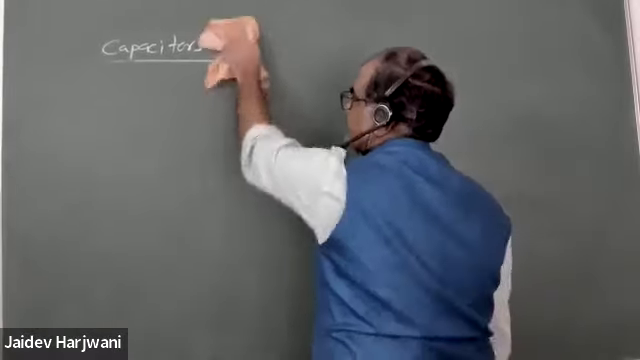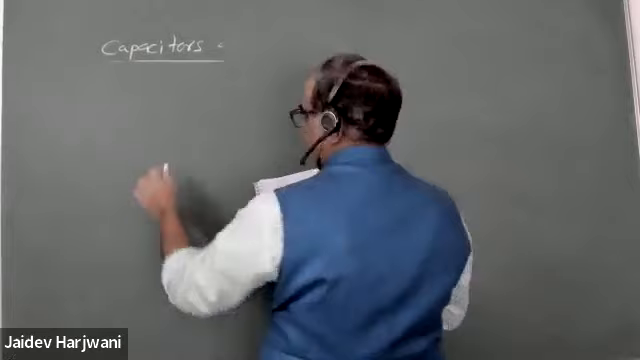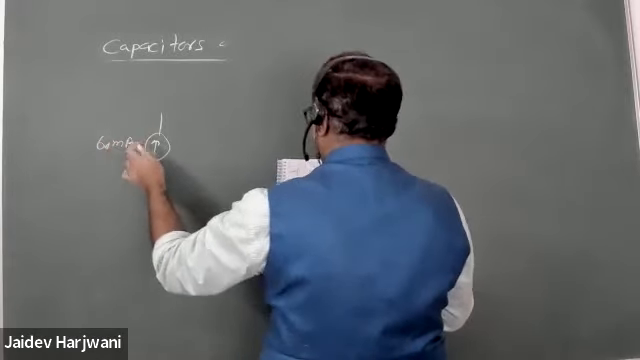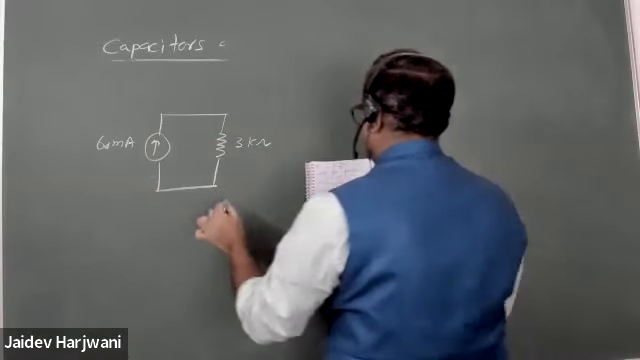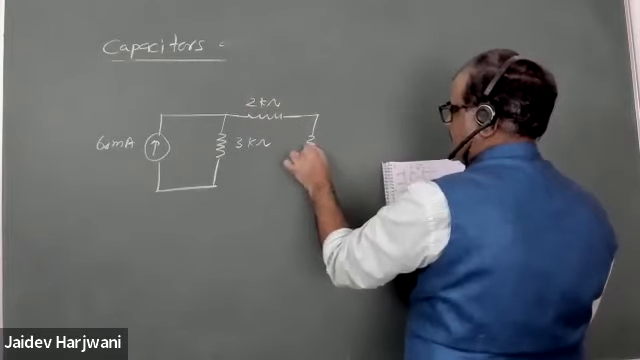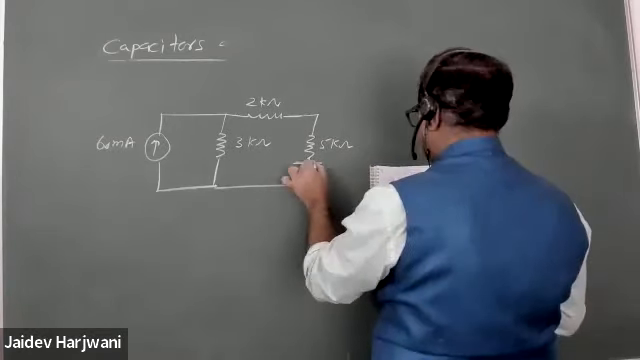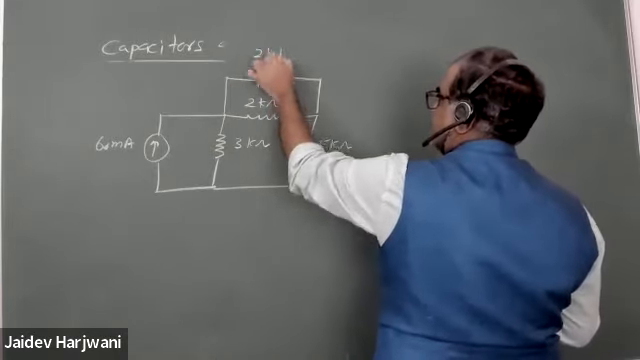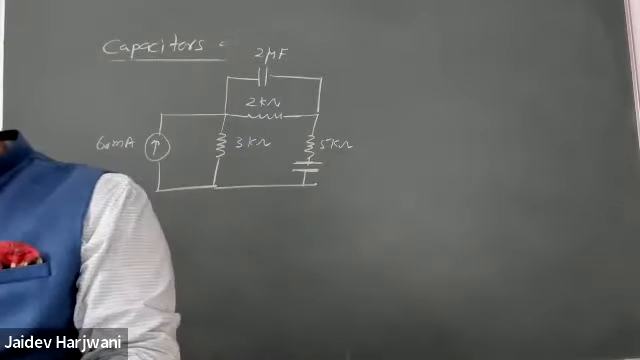Now let me show how to use a capacitance circuit. Anybody's mic is on, please switch off your mic. So say this is my circuit: 3 kilo ohm, then here I have 2 kilo ohm, then here I have 5 kilo ohm, and one capacitor here and one capacitor here. The value is 2 microfarad, and this value is also 2 microfarad. Both have 2 microfarad.